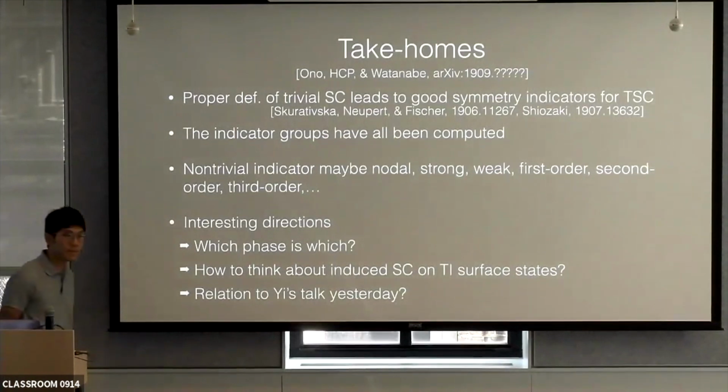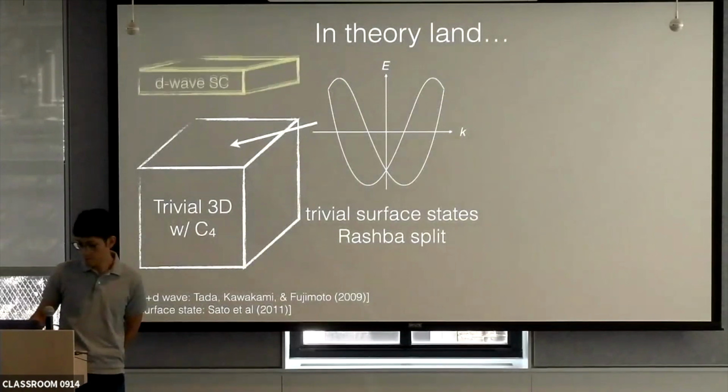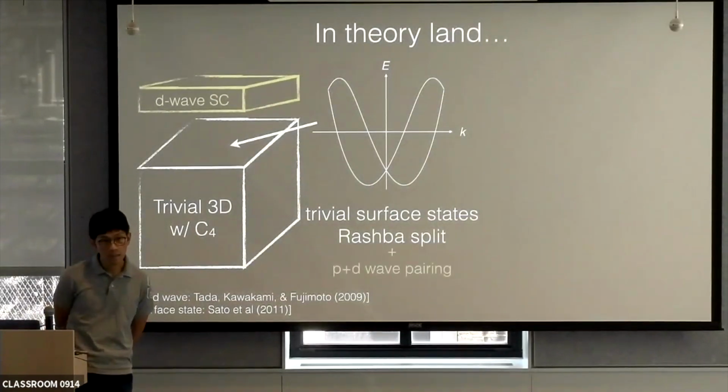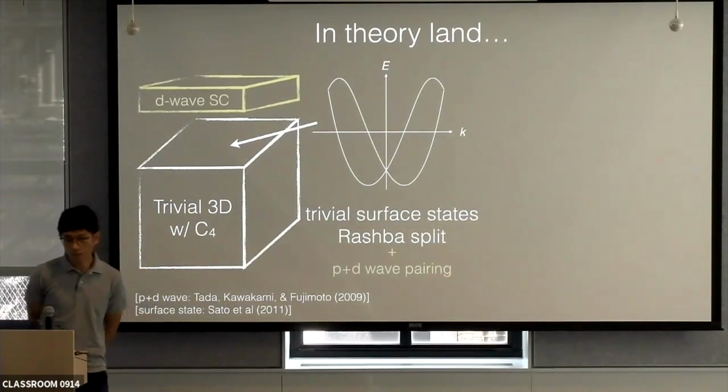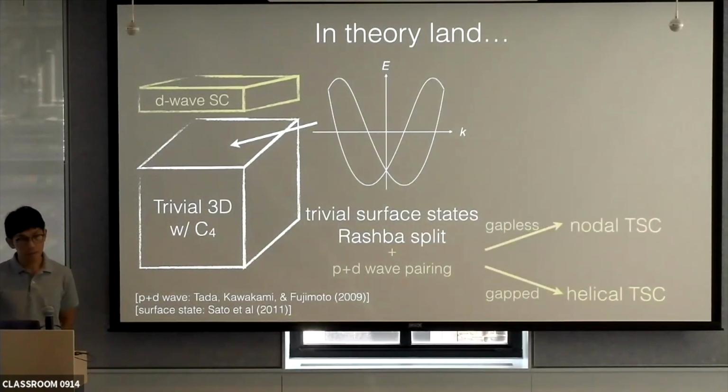A naive question about your last proposal. Does it have to be realized by a D-wave superconductor? I mean, you can have a 3D D-wave superconductor, and the surface state is also Rashba split.